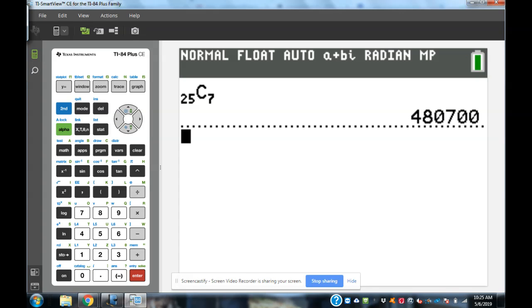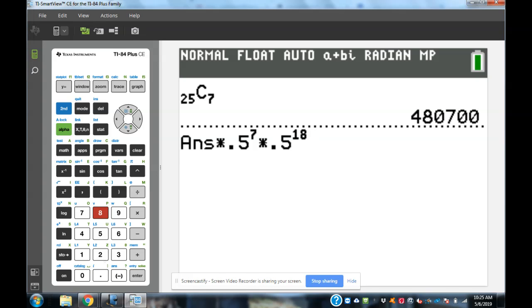That's that number. So it's 480,700 ways that could happen in 25 coin flips. All right. And then we're multiplying that times 0.5, 1/2 raised to the 7th power for success, times 0.5 raised to the 18th power for failure. Happening exactly 7 times. Success is 0.5 to the 7th power. Failure is 0.5 to the 18th power.